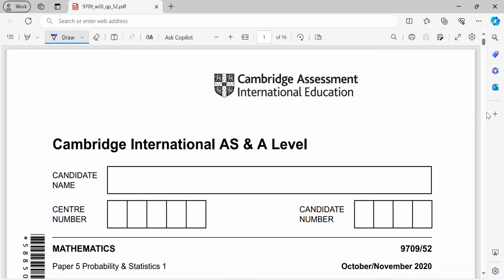This video is to discuss Cambridge International AS and A-Level Mathematics, Paper 5, which is the Probability and Statistics 1 for October-November 2020, and the code is 9709/52. So let's move on to question number 1.